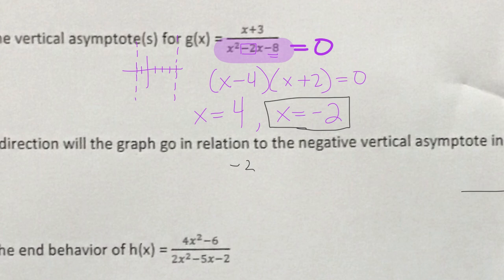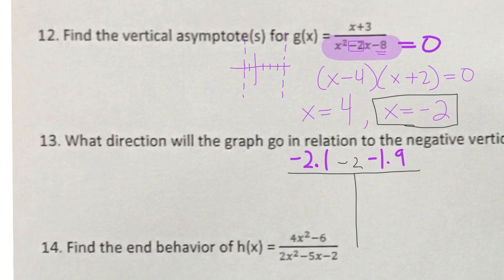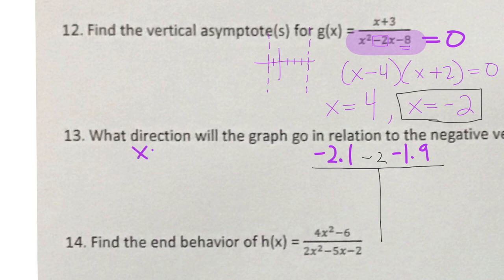So here's your -2, right? That's the number in question. So we're going to be evaluating at -2.1 and at -1.9. So we're going to plug both of these numbers into your equation and see if they're positive or negative.